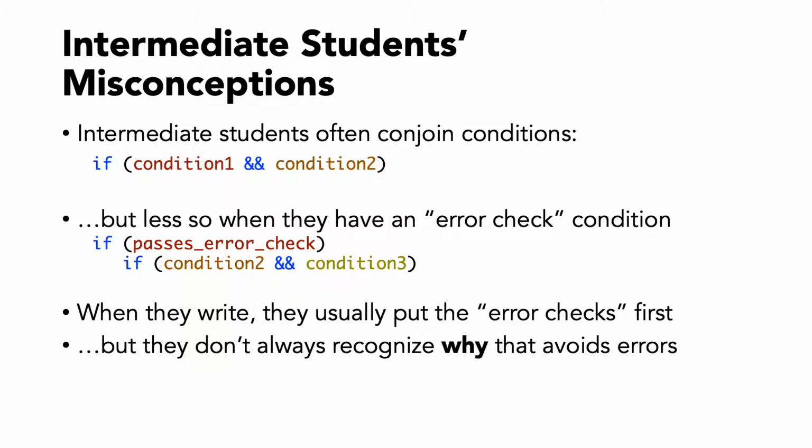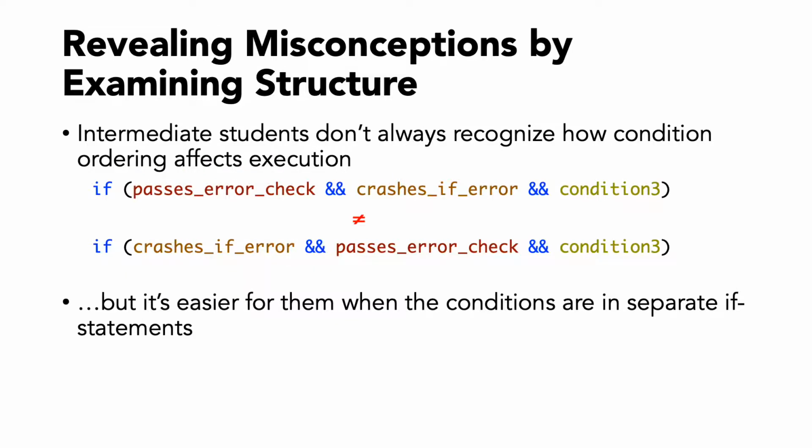This study examines intermediate students' misconceptions, finding that when intermediate students write code, they often conjoin the conditions using logical and, but they're less likely to do so if they have an error check condition, which they're more likely to separate out into its own if statement. Also, when they write, they usually put the error check first, but comprehension questions reveal that they don't always recognize why that ordering avoids errors. And these misconceptions are revealed by examining the structure of students' code.